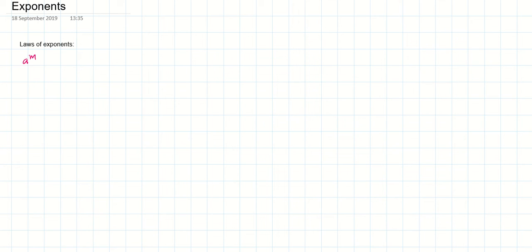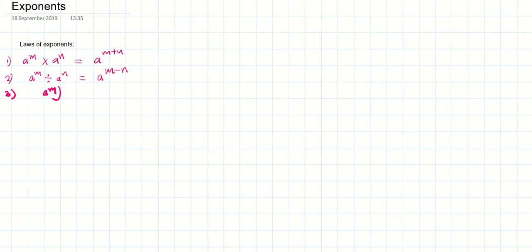So, laws of exponents. If you have a raised to m into a raised to n, if the bases are the same and there's a multiplication sign, you can simply add the powers. So, that's a raised to m plus n. That's your first law. If you have a raised to m divided by a raised to n, the bases are the same and there's a division between them, then you can subtract the powers.